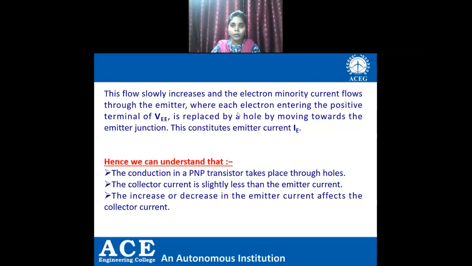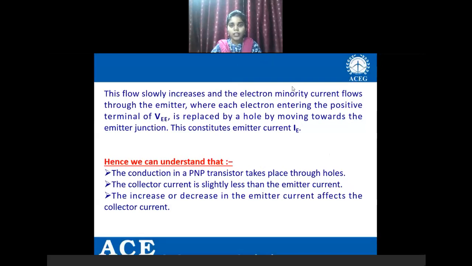So far what we understood about our PNP transistor is that the conduction in a PNP transistor takes place through holes, because we are talking about holes so far. We are always talking about holes, right? Hole movement, right? That is why the conduction in a PNP transistor takes place through holes. The collector current is slightly less than the emitter current, right? The increase or decrease in emitter current affects the collector current. Clear? This is what we understood from our PNP transistor.